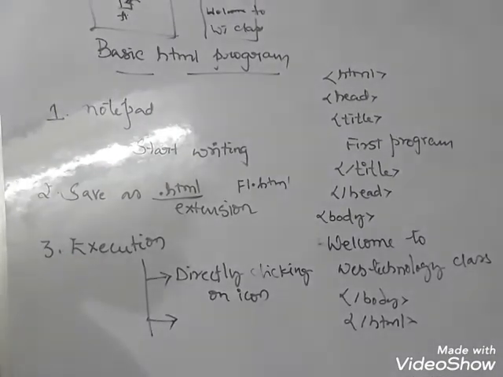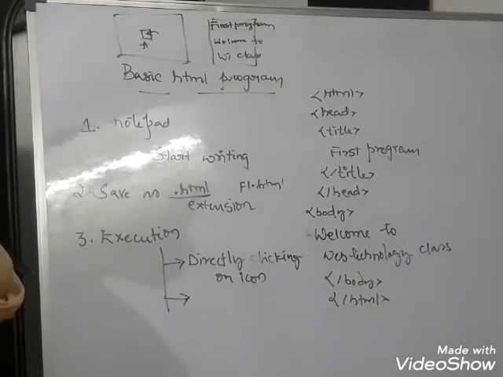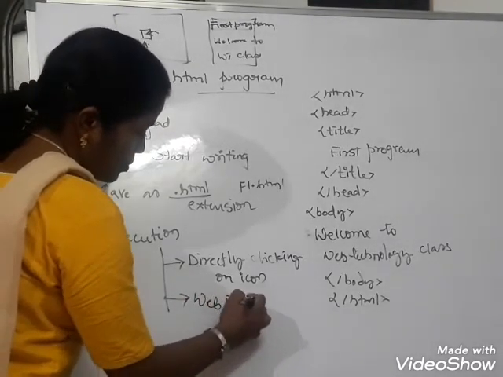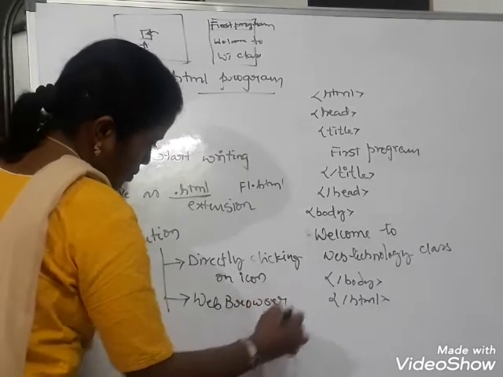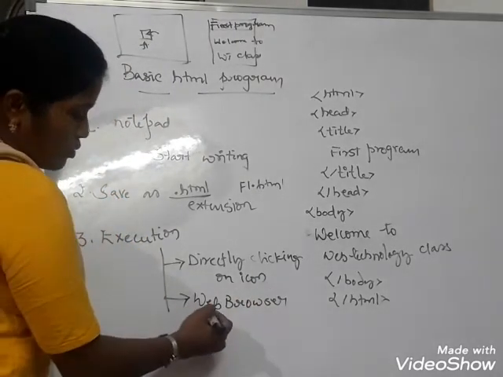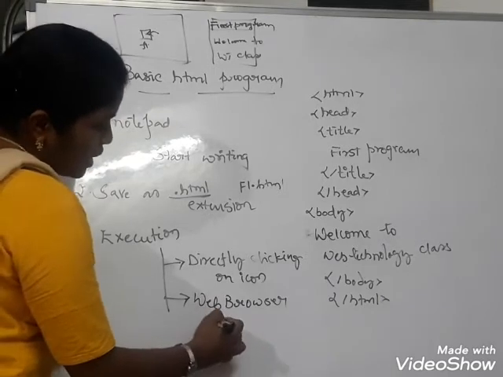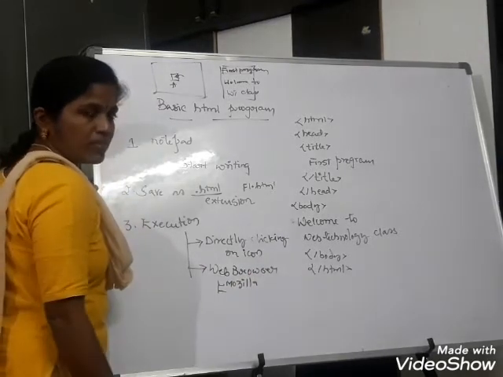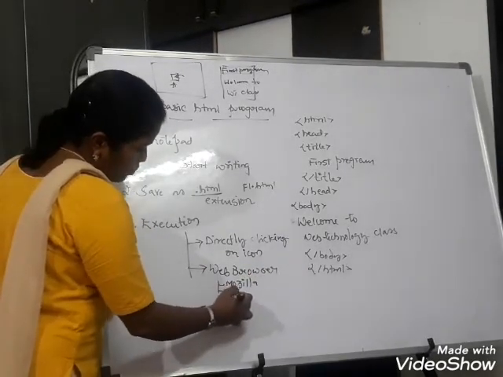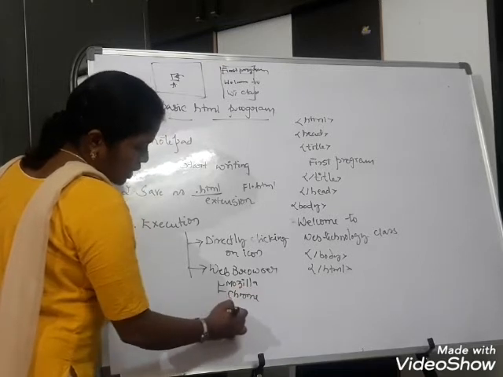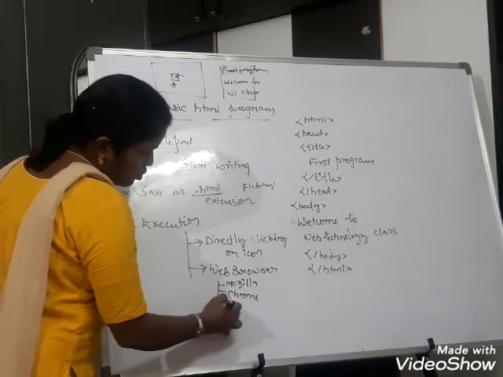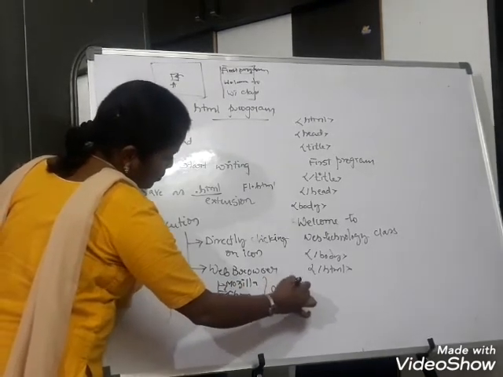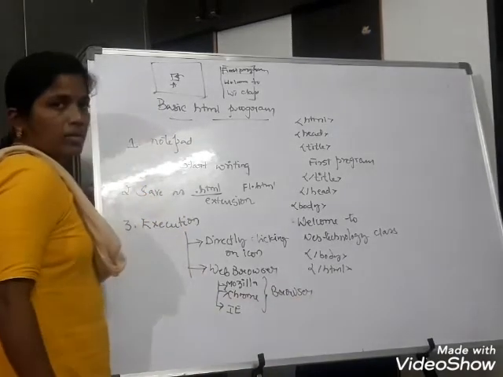Whereas the next way is execution through a web browser. So open the web browser. What are the web browsers we mostly have? Mozilla, which is nothing but Mozilla Firefox. Another one, Chrome, Internet Explorer. So open any one of the browsers.